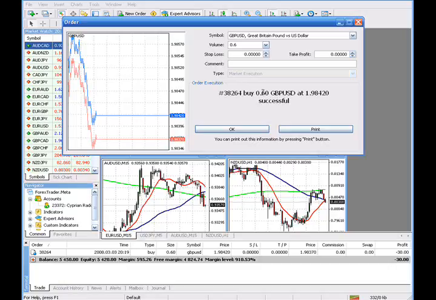Okay, we bought, it says here buy, so that tells us that we bought 0.60 lots of the British pound US dollar pair at 1.98420, and of course it says successful, meaning that we purchased. Okay, however, looking at this chart here, I don't think it was a good buy.